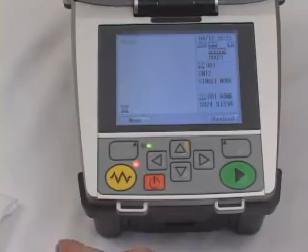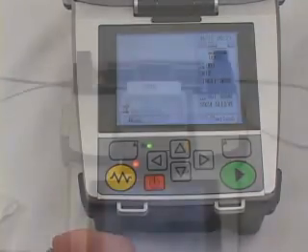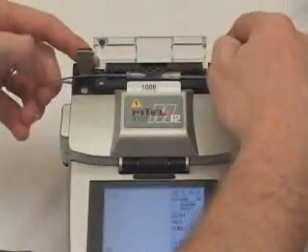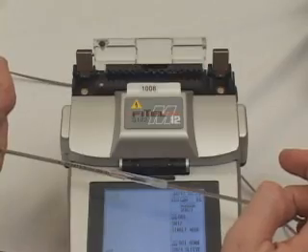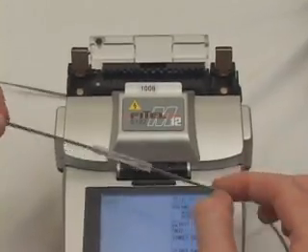At the conclusion of the process, remove the ribbon fiber from the oven, and you will see that the protective heat shrink sleeve is now permanently attached to the ribbon fiber, now completing the process.